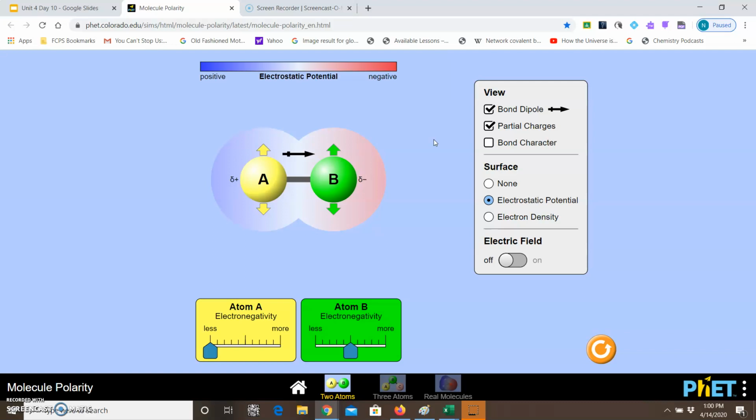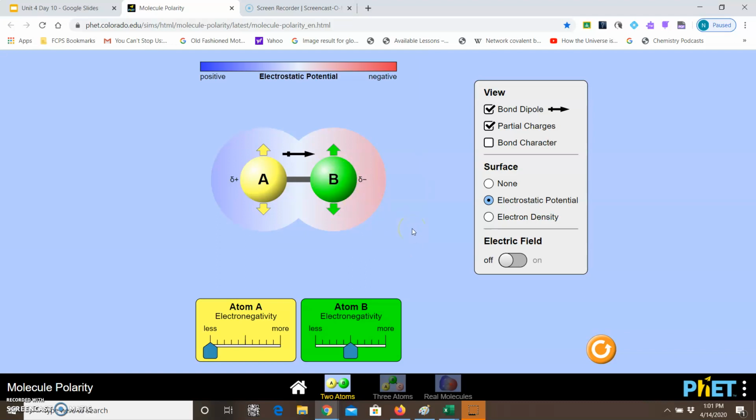Okay, so let's now relate that to electronegativities. You see their electronegativities at the bottom. What I want you to think about is which atom will have the partial negative charge. Is it the atom that is more electronegative or less electronegative? So use the information that you see here. Great. The atom that is more electronegative, atom B, has the partial negative charge.